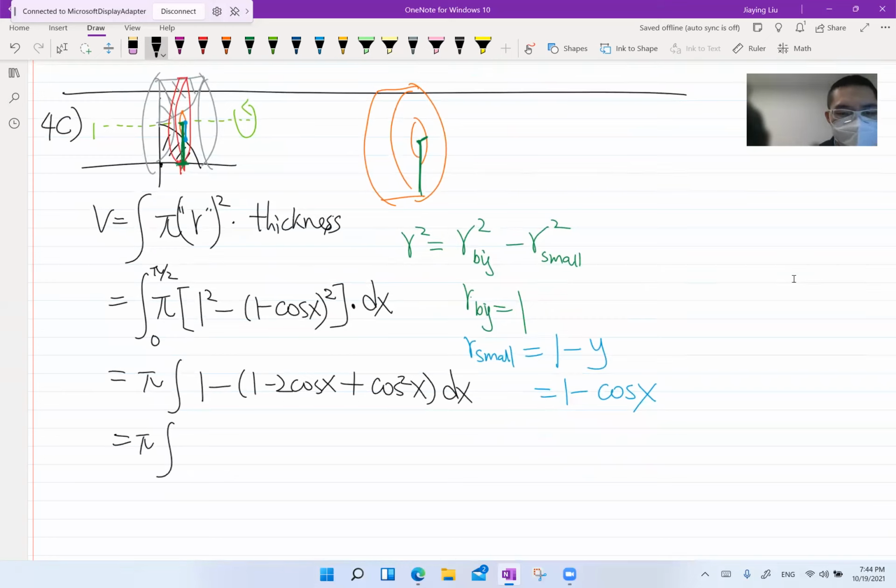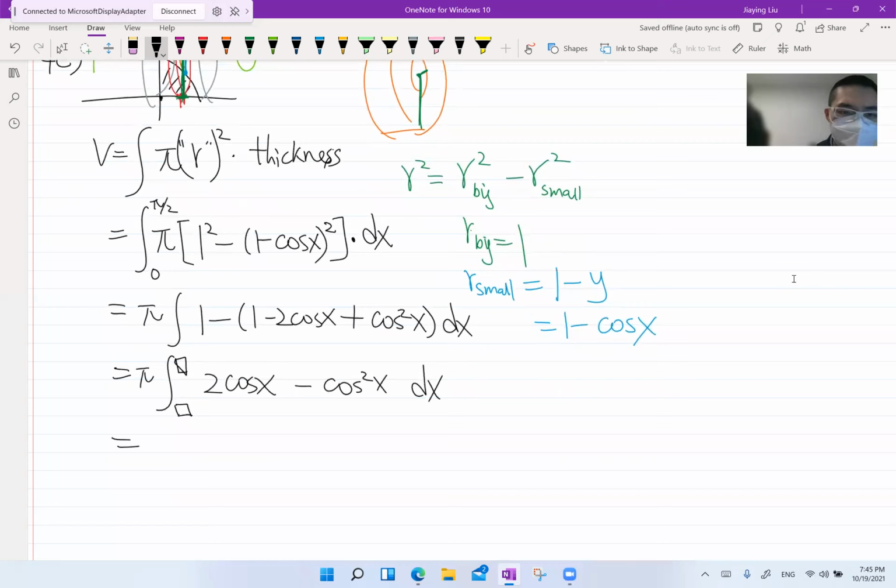Again, you still have those boundary values. I'm being a little bit lazy not writing them. So the 1 cancels, giving me positive 2 cosine x, and then the cosine squared is negative cosine squared x dx. You can split the integral into 2. The first one will be pi integrating 2 cosines, and we bring the 2 outside, so we get 2 pi integral cosine x dx. The next one is pi but it's minus, so minus pi integral cosine squared x dx.